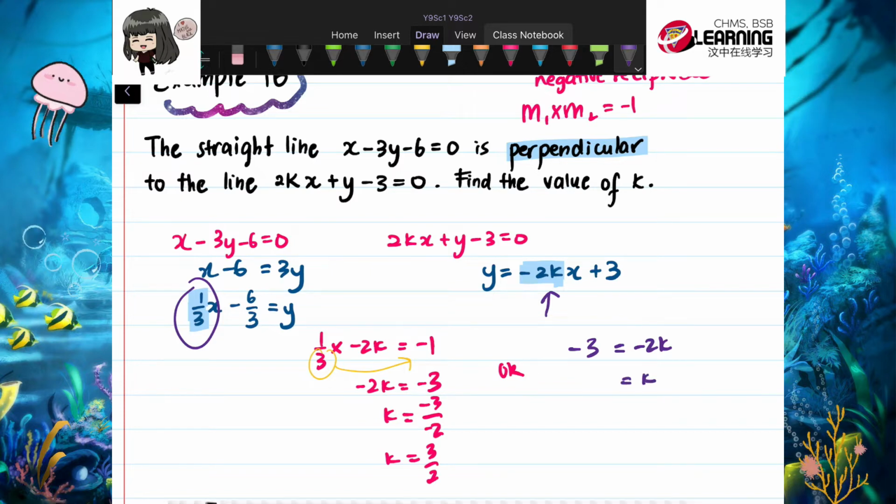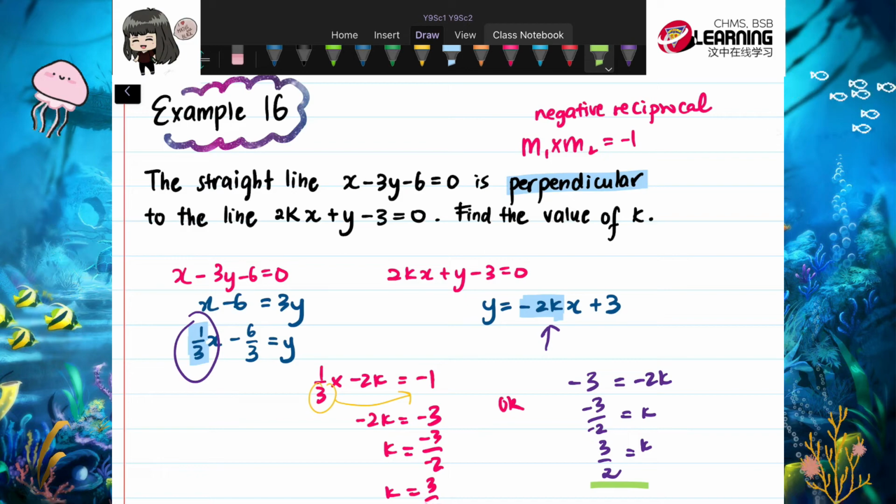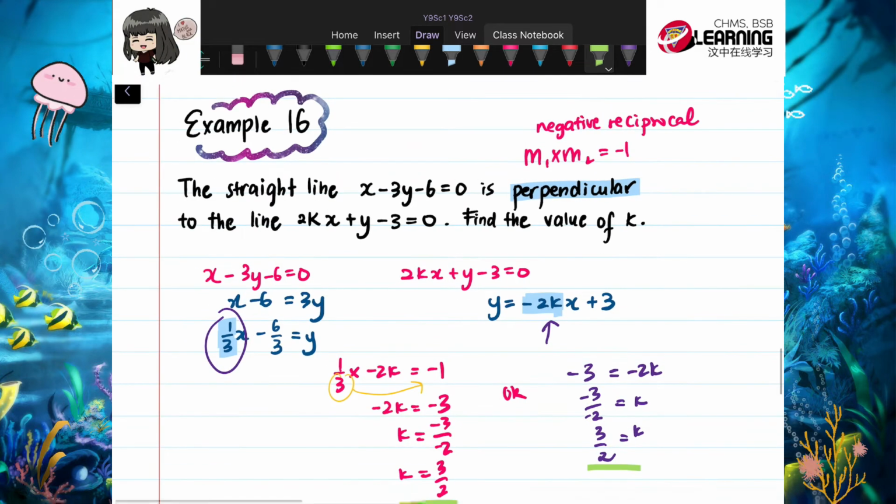So I can get this straight away, and my k is 3 over 2. It's the same. It's just how you interpret your perpendicular. Either way we'll get the answer anyway. Right, that's for example 16.